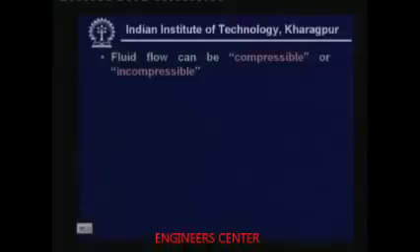Now, fluid flow in general can be compressible or incompressible. What do we mean by compressible flow? A compressible flow means the density of the fluid varies along the flow direction. That means basically fluid density varies as the fluid flows. So such flows are known as compressible flows. And in incompressible flow, the density remains constant, it does not vary.